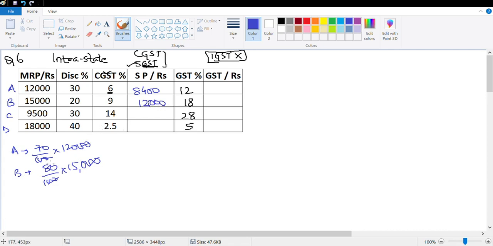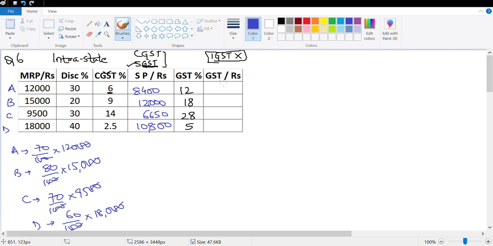Perfect. The next one is for C. C. It is 30% gone, which means 70 upon 100 into 9500. So that's 6650. And now for D, 40% gone, which means I have 60 remaining into 18,000. That's 108, so that's 10,800. Perfect.